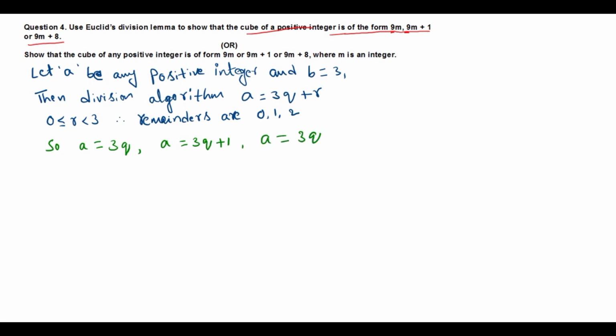Don't get confused. In the question we have 9m plus 1, 9m plus 8, but I have taken q here because after taking a cube we will convert into m, okay? Now the cube of the first positive integer, that is a equal to 3q. If you take cube on this one, a cube is equal to 3q whole cube.